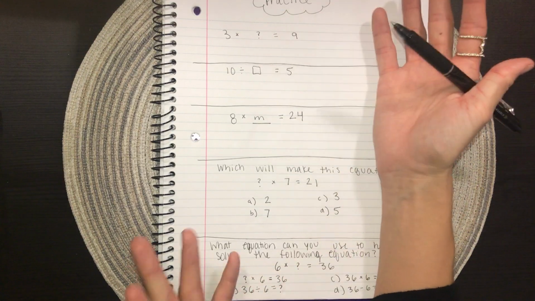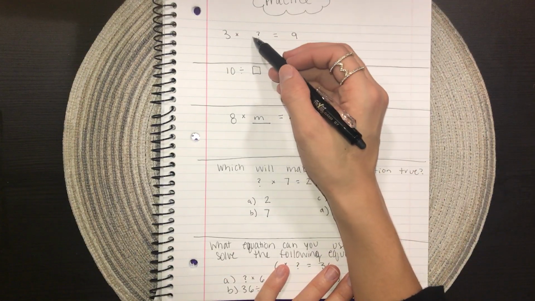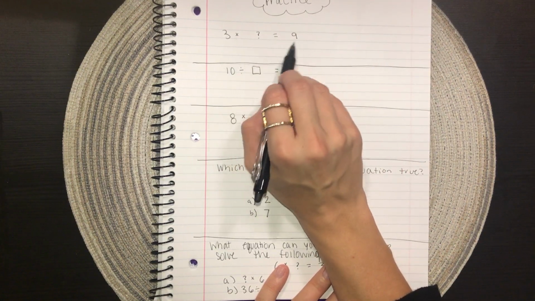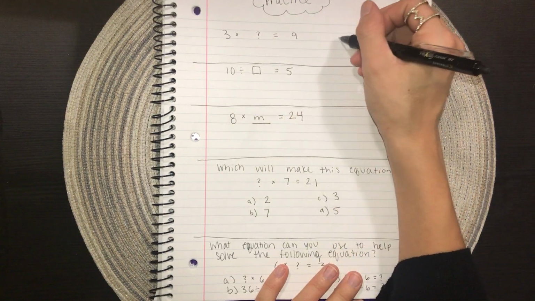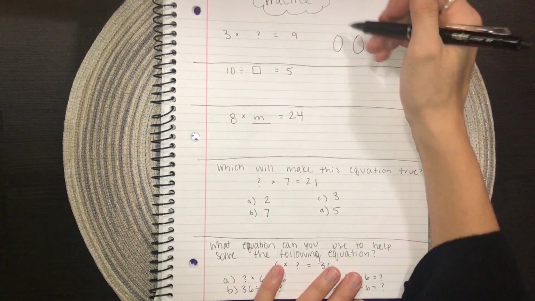So 3 times what equals 9? So our unknown is the question mark. So we have 3 and 9. So 9 is our total number. Say we have 3 groups. We want 9 split up amongst those 3 groups.